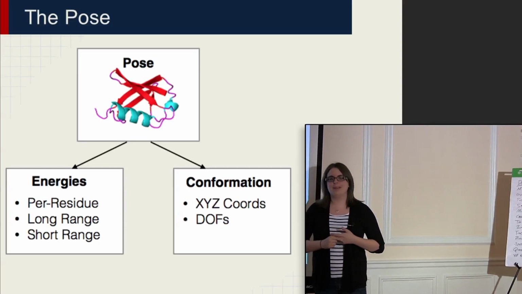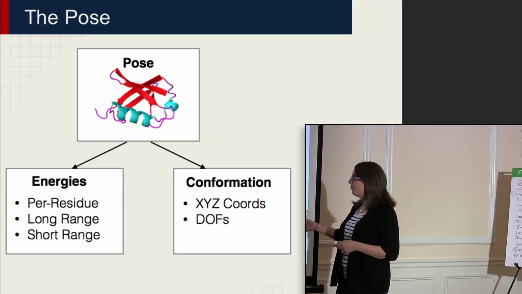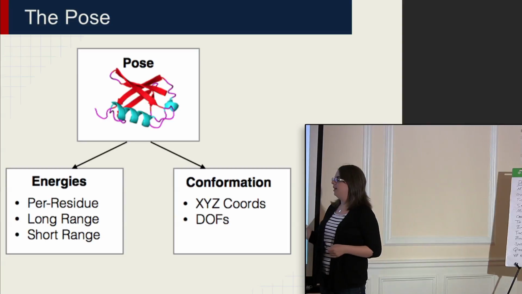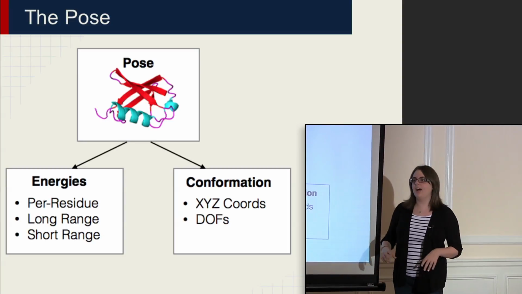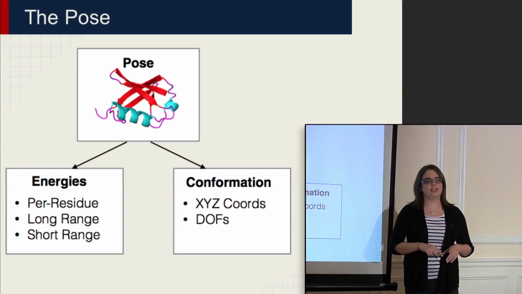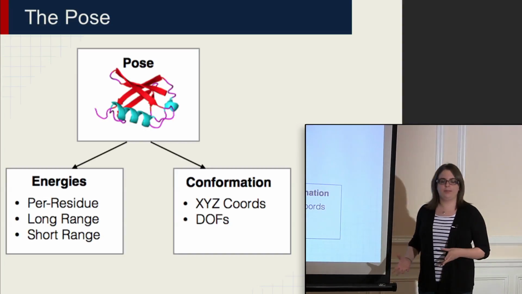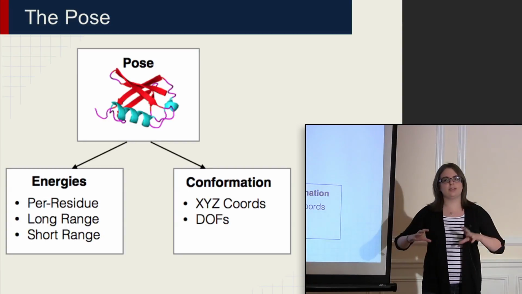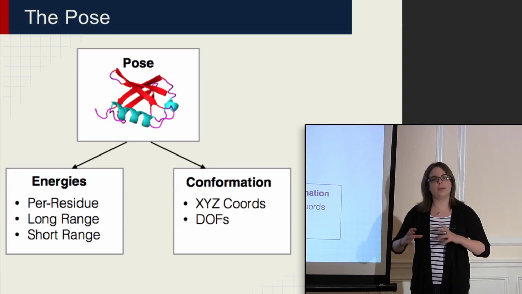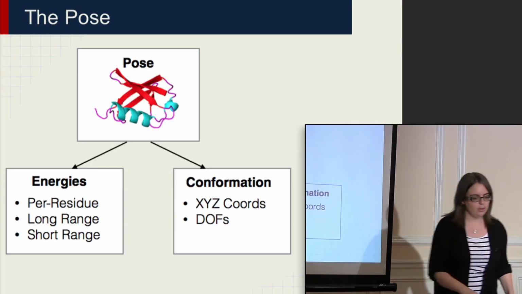Next is the conformation object. Conformation is what will store all of your XYZ coordinates, residues, and you'll list your degrees of freedom in that conformation object. These do a lot of other things. We'll talk about them later in the week, but this is just the basics of the pose and what's inside it.